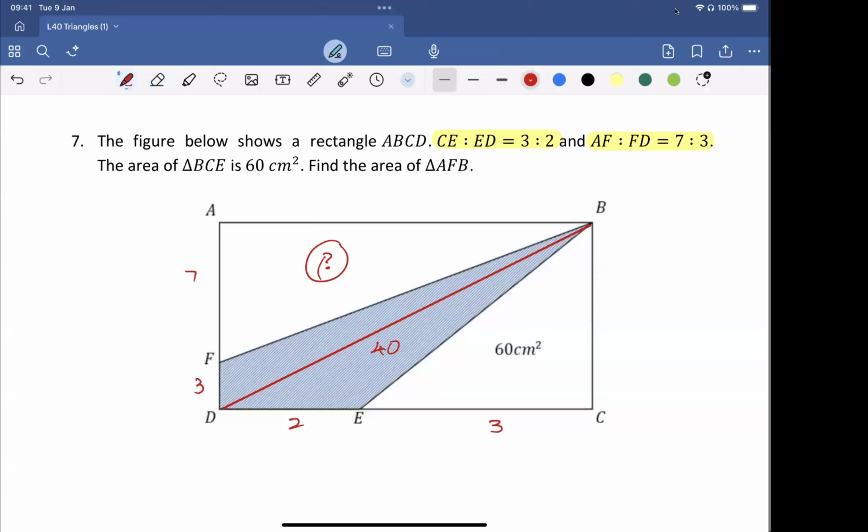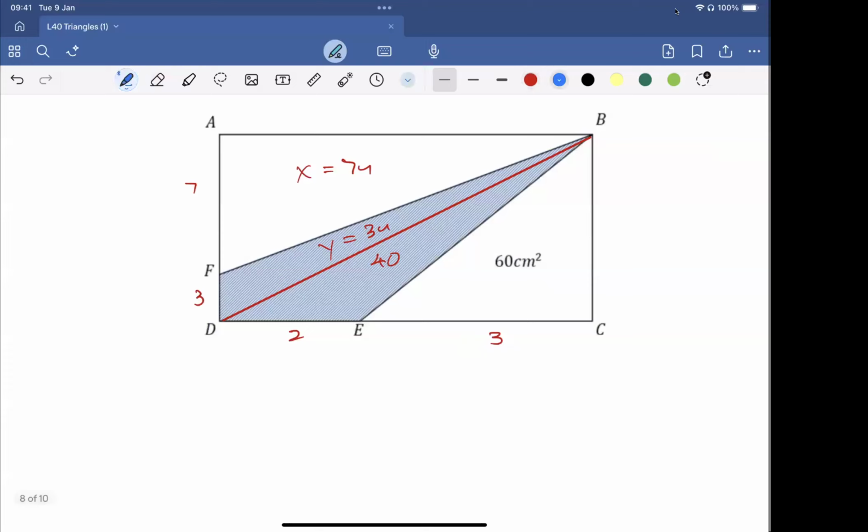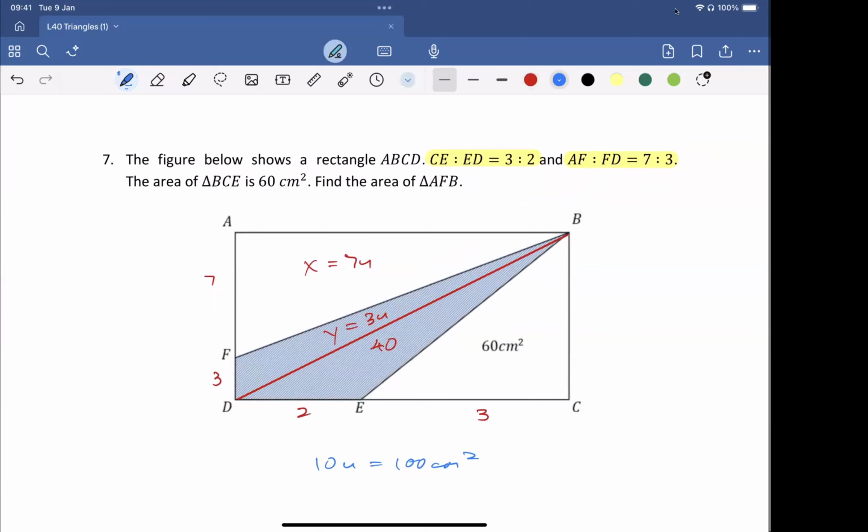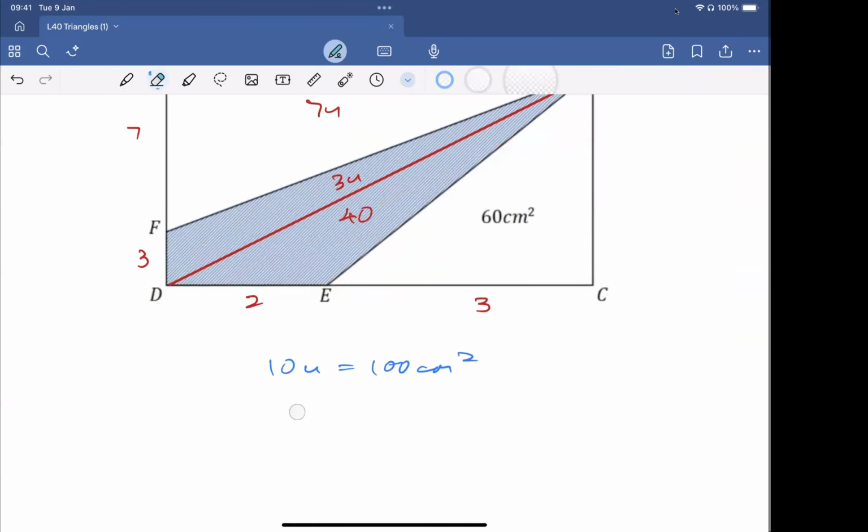Okay, now let's compare triangle X and triangle Y. Can you tell me how many units is triangle X? 7. And how many is triangle Y? 3. So how many units are there altogether? 10. So 10 units equals to how many cm square? 100. So they want you to find AFB. How many units is AFB? 7. Yes, 70 centimeters squared. The answer is 70. Easy or difficult? Easy. Very good, Lawrence.